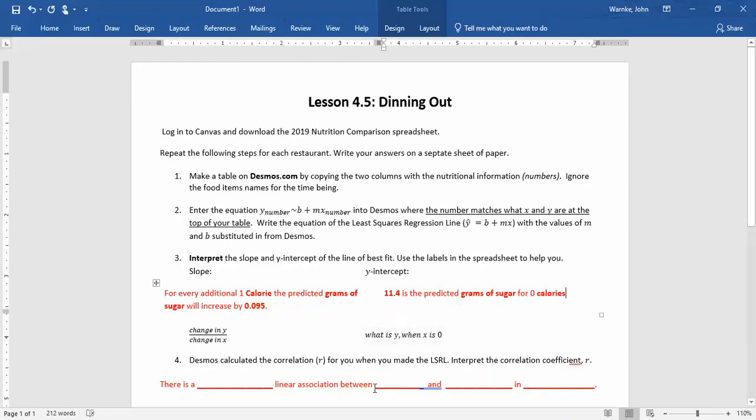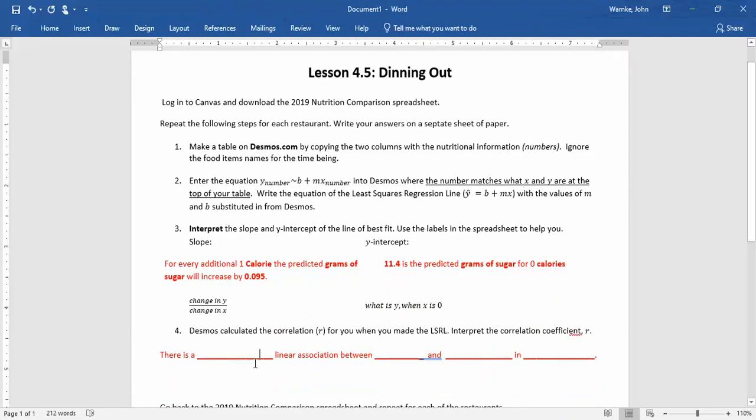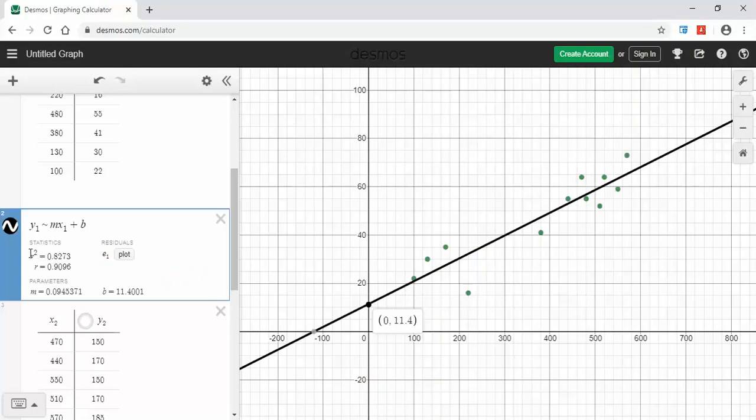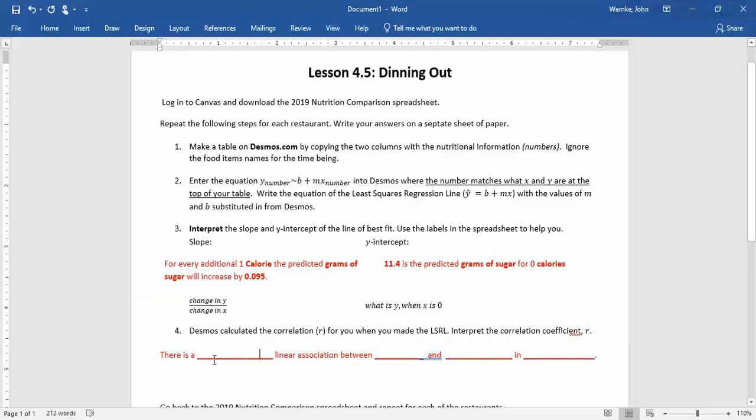There we go. The last thing that we need to interpret then is our correlation, that letter R. So if I go back to Desmos, you'll see that we have two R things. One is R squared, and one of them is just R. We're just going to use this R value right here. So that 0.9096, that's the number that we're going to type in. That tells us, is there a strong or a weak relationship? Because that number is so close to positive 1, that's going to be a strong positive. So that's what we're going to type in there.